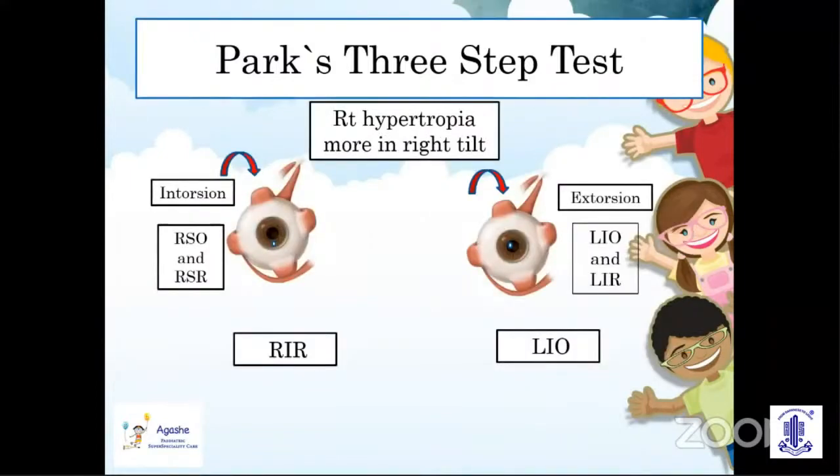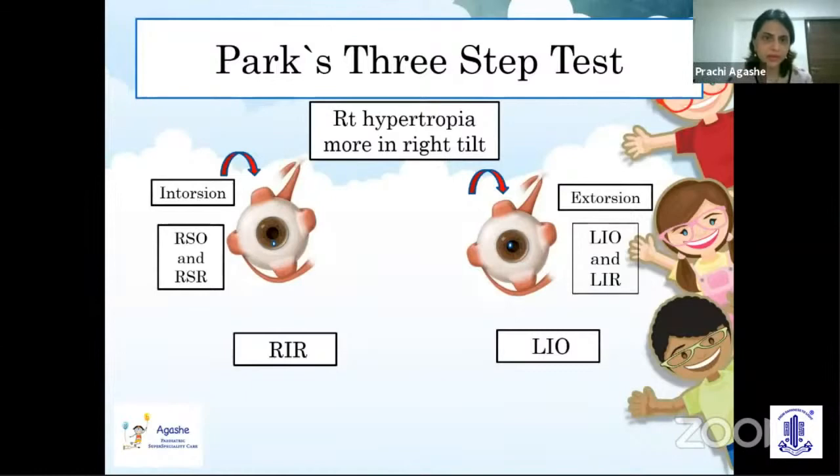And then we go on to the measurement in the tilts, which is the Bielschowsky head tilt. So when the head is tilted to one side, there is a corrective movement of the intorters and extorters. So when there is a right head tilt, the right intorsion would come into play and the left extorsion would come into play. So you just note down the intorters and the extorters, and accordingly then just boil down. Because the right superior rectus is not in the picture over here, it would be the left inferior oblique, which is the muscle involved when the right hypertropia is more in right gaze and right tilt.